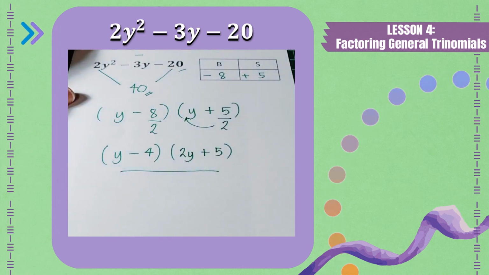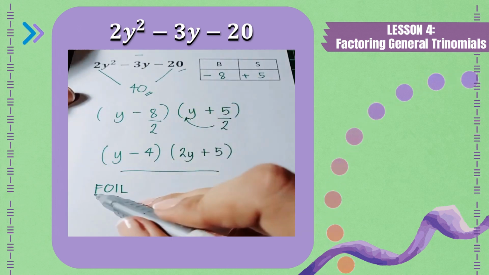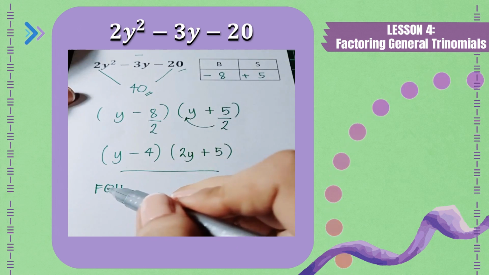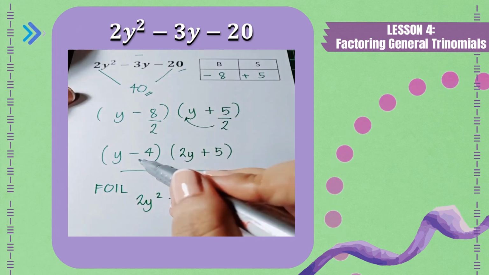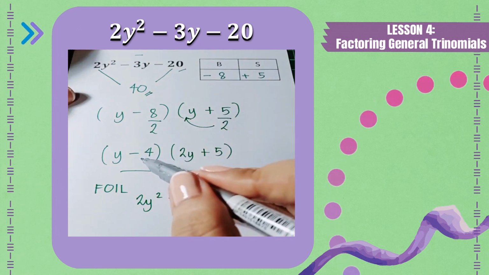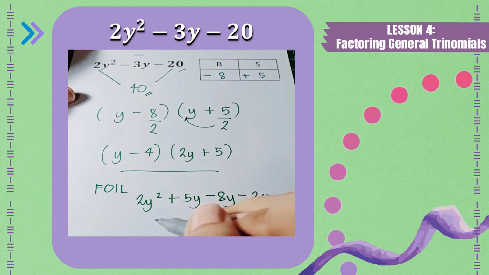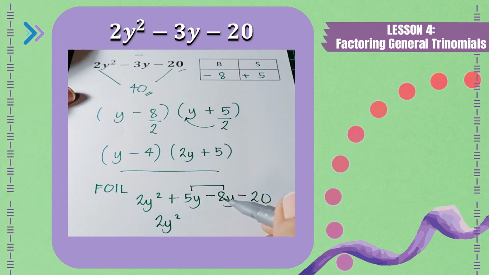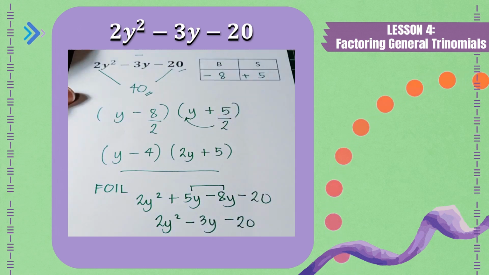So, let us check kung tama yung nakuha nating factors using the FOIL method. So, y times 2y for the first term. So, we have 2y squared. Then, outer terms, we have y times 5. So, positive 5y. Inner terms, negative 4 times 2y. We have negative 8y. Then, last terms, we have negative 4 and 5. The answer is negative 20. So, 2y squared. Combine similar terms, we have 5y and negative 8y. So, we have negative 3y minus 20, which is our original trinomial.